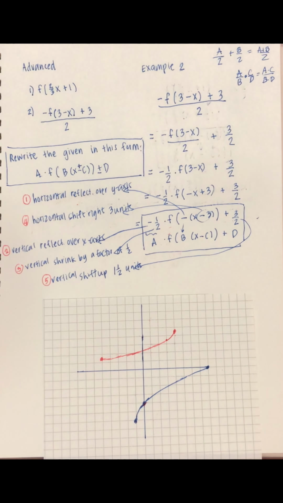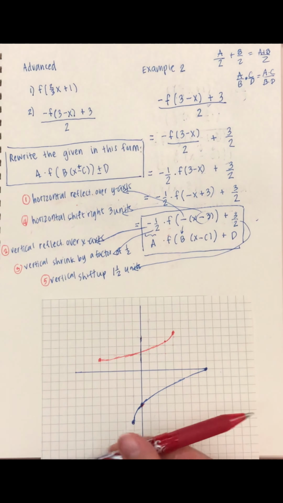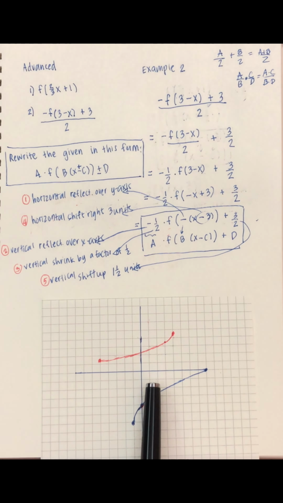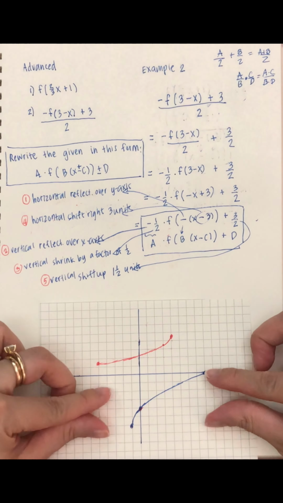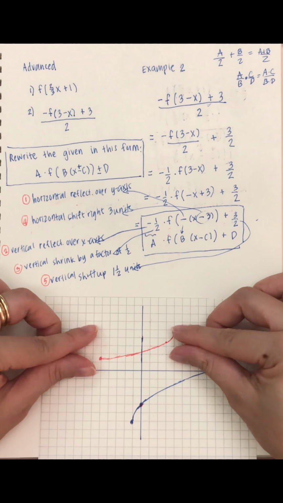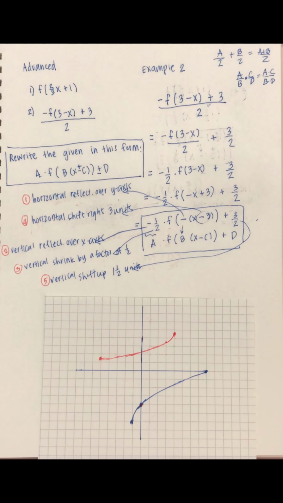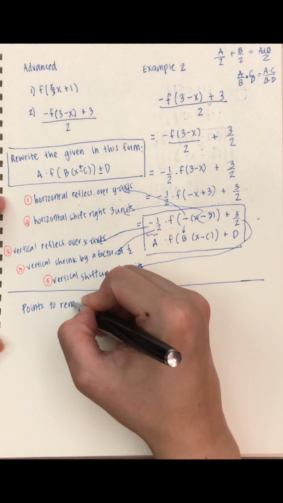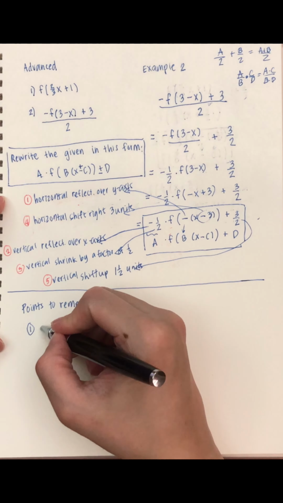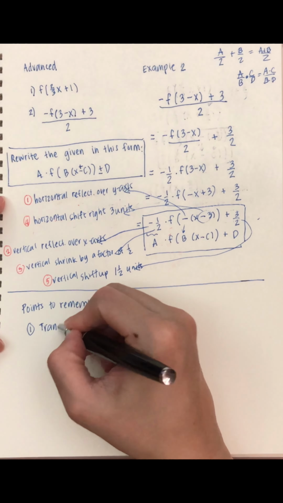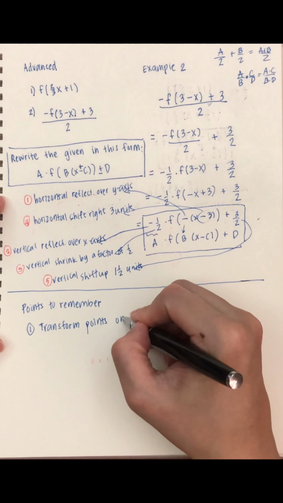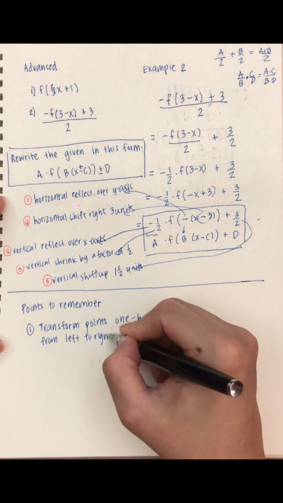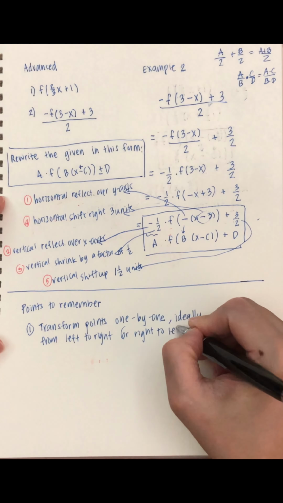There was a reflection over the y-axis, and then there was also a reflection over the x-axis. It used to be taller, it got shrunk, vertically compressed, and then it also shifted. Points to remember. Make sure to transform points one by one, ideally from left to right, or right to left, in an organized manner.